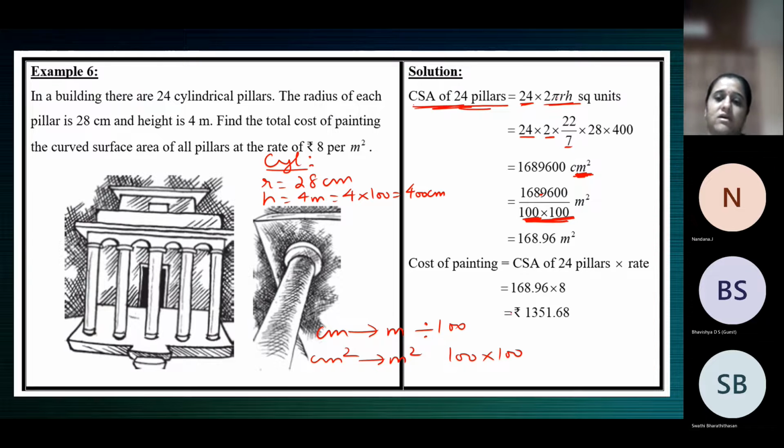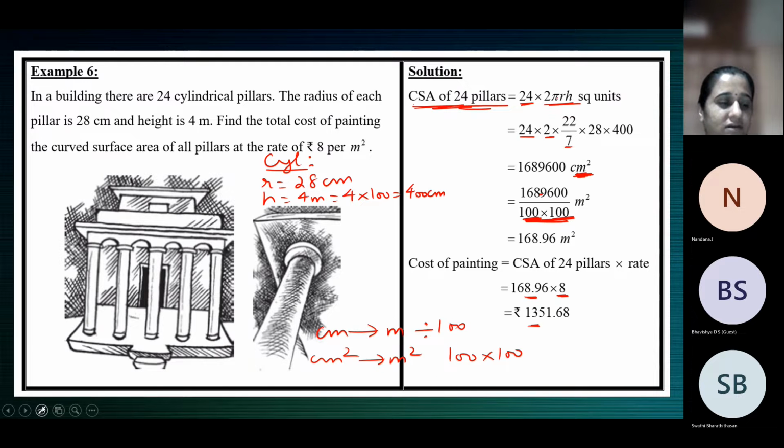168.96 meters square. Now the cost of painting will be the CSA of the 24 pillars into rate. So this one is in meter square, into 8 per meter square. And this is the total cost.